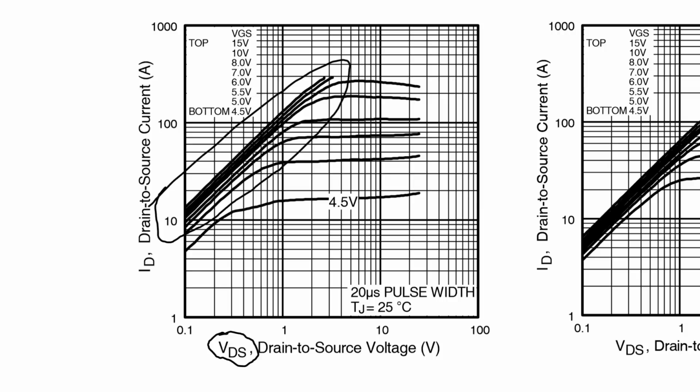Okay, but anyway, each of these curves, like this one here, 4.5, that is the gate to source voltage is 4.5. So this is just a little bit above, half a volt above what they claim is the threshold voltage.